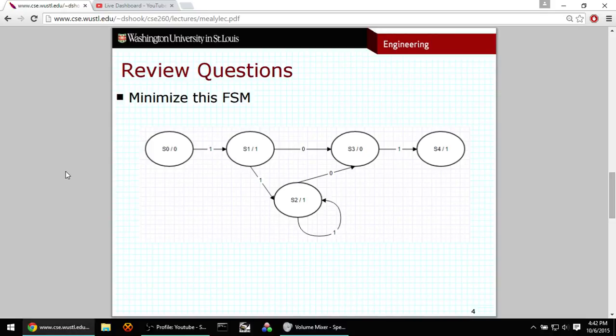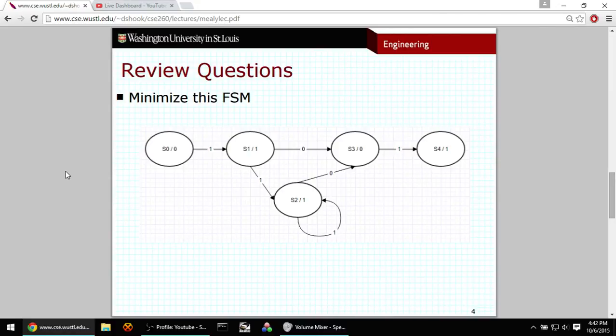I want you to get this down to as few states as possible. And you'll notice, like I was talking about earlier, there are some implied transitions here, meaning that from this state, I see a transition on a 1, but I don't see any transition on a 0. Well, there's an implied dead state that 0 transition leads to. It goes nowhere. It just goes off to a dead end.